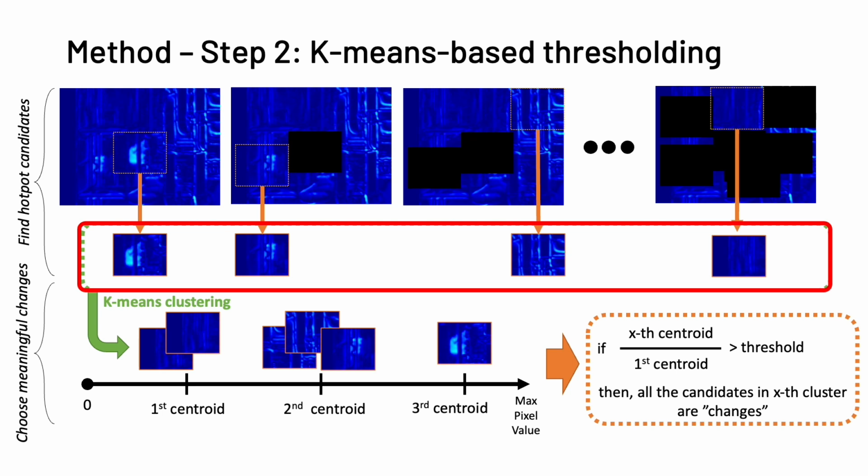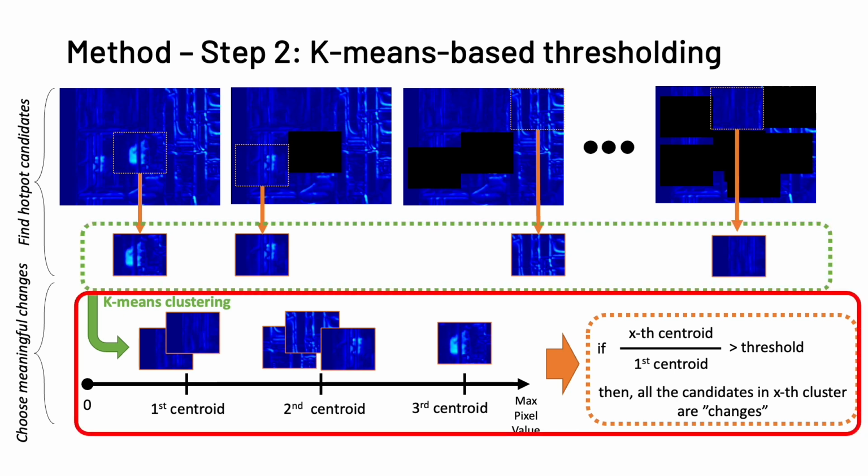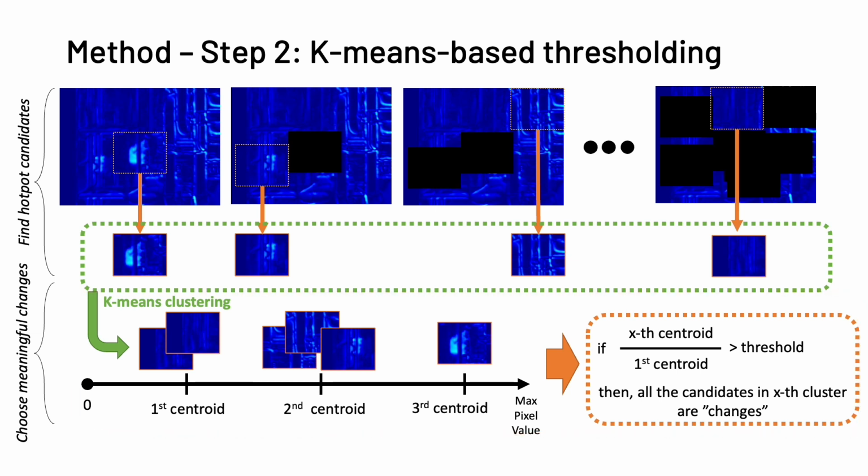Then the next step is to determine whether there have been any significant changes amongst the hotspot candidates. If you have a look at these candidates, you can see that the candidates obtained in the later iterations are not actually meaningful. Therefore, we categorize the candidates into three groups based on the highest pixel value for each candidate by using k-means clustering and utilize the minimal centroid value as a criterion to distinguish true changes.